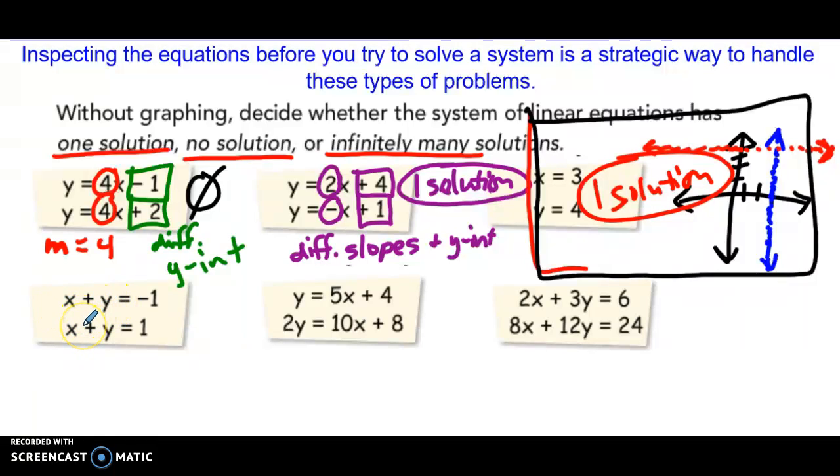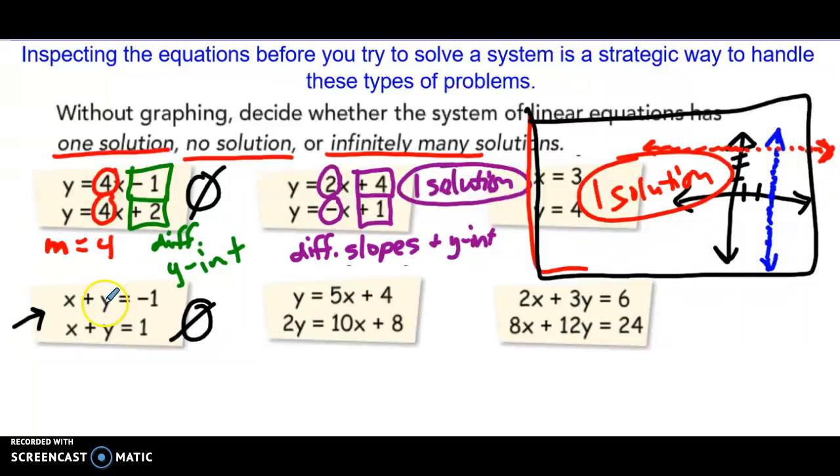So it's a little harder to look at and understand. But here's what I do know: x plus y cannot equal -1 and equal +1 at the exact same time. So I know that this one is going to be no solution. But to help us see that a little easier, let's go ahead and solve each of these equations for y.